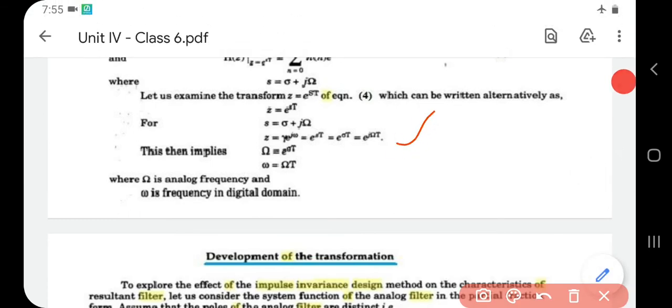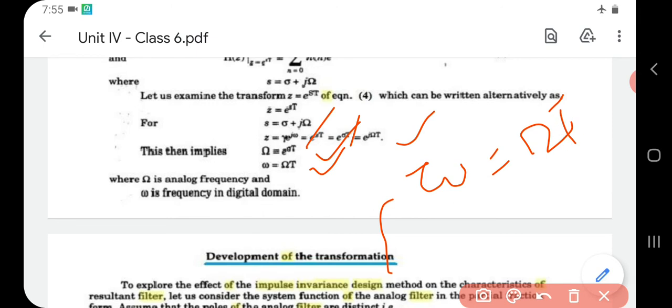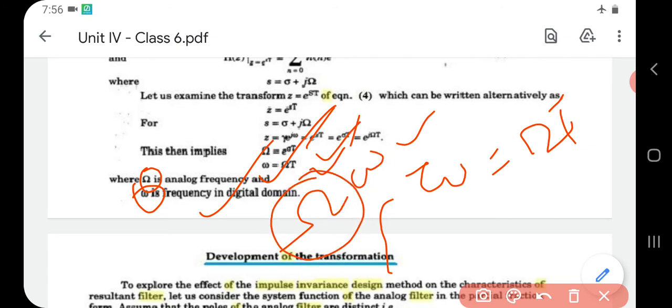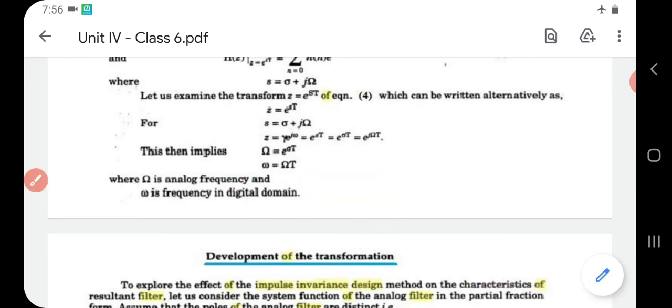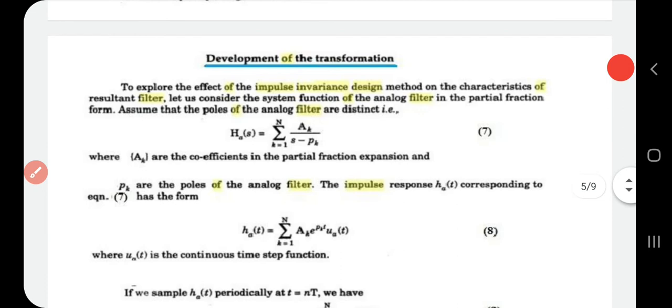z equal to e raised to sT. This is again written like this. Then Ω is represented by e raised to ωT, where ω equals this Ω T, T being the sampling period. This Ω representation represents angular frequency in the analog domain, and this ω represents the frequency in the digital domain. Both symbols represent frequency, but this symbol represents the frequency in the analog system, whereas this one represents frequency in the digital system. So now we'll see the development of the transformation, or how it is developed.